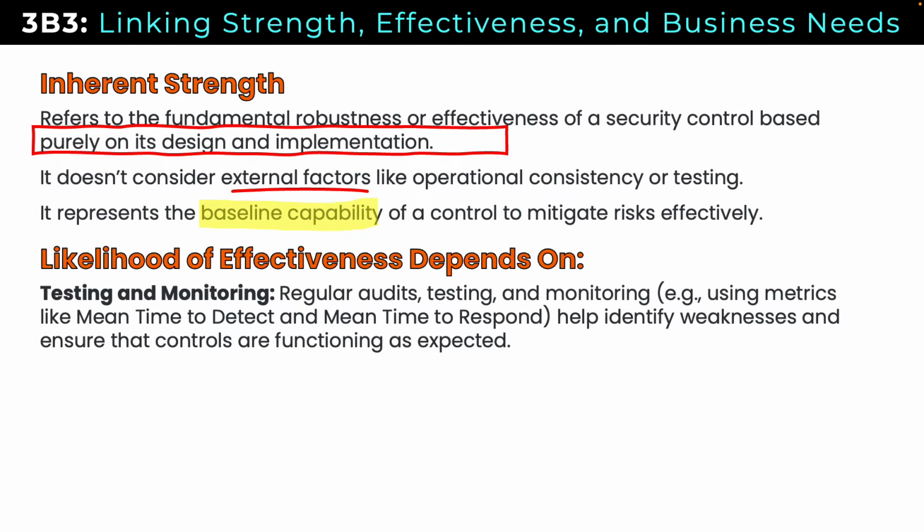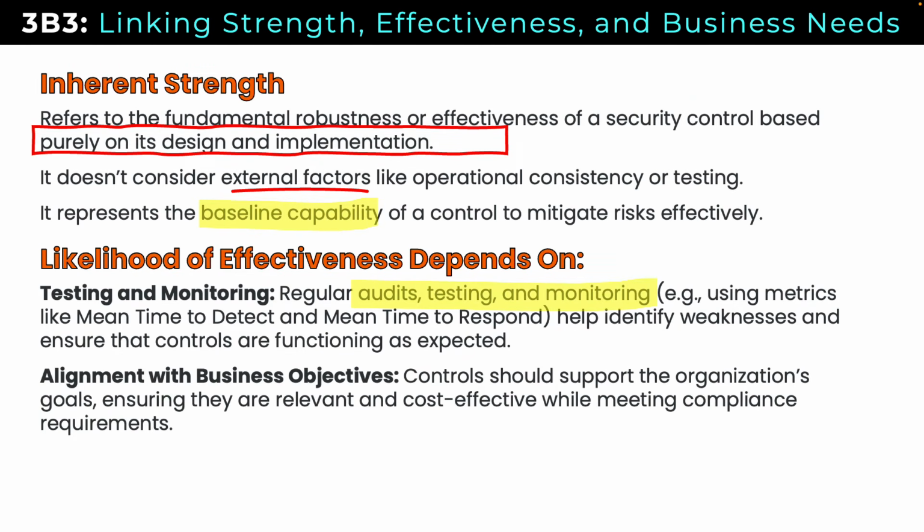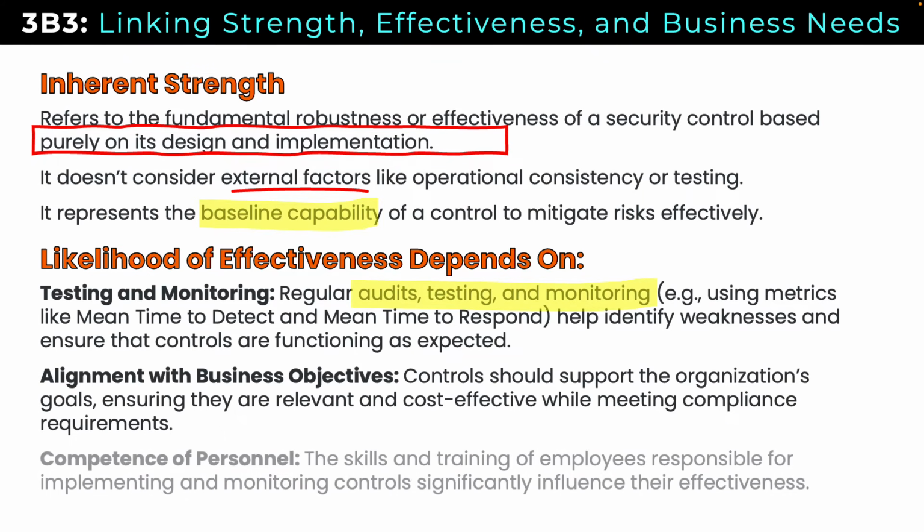Testing and monitoring. So regular audits, testing and monitoring using metrics like mean time to detect and mean time to respond help identify weaknesses and ensure that controls are functioning as we expect. And alignment with business objectives. So controls should support the organization's goals, ensuring they are relevant and cost-effective while meeting our compliance requirements.